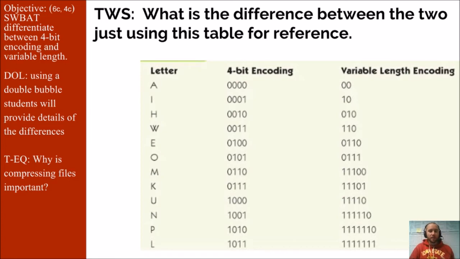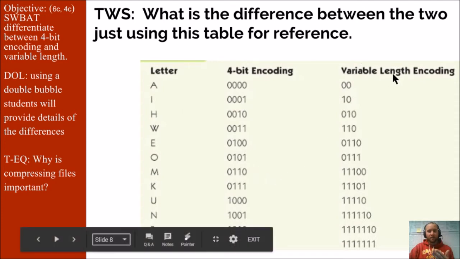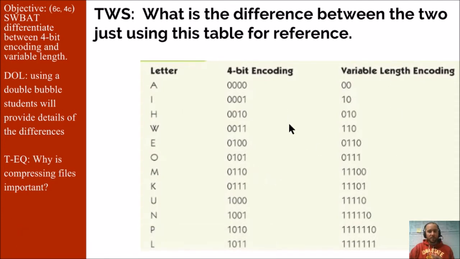So think right here on this page, what is the difference between the two, just using the table alone for reference? You have your letters here, and you have a 4-bit encoding for the letter, and then you have a variable length encoding. Simply staring at this chart, go ahead and write out your thoughts. What's the difference?